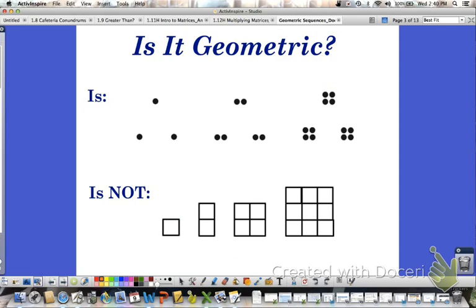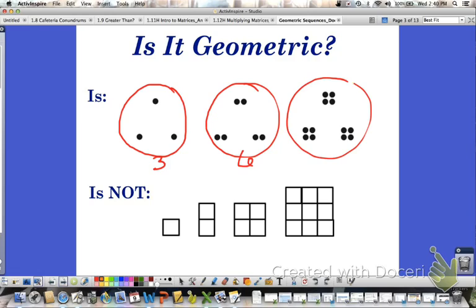Likewise, you can look at a picture pattern and determine if it is geometric. You'll go through the same process of studying the steps and seeing how they grow. In this case, the first image of the first picture pattern has 3 dots in it. The second picture has 6 dots in it, and the third picture has 12 dots in it. These dots are growing by 2. They are doubling. Each picture is double the previous picture. This one is a geometric sequence in terms of a picture pattern.